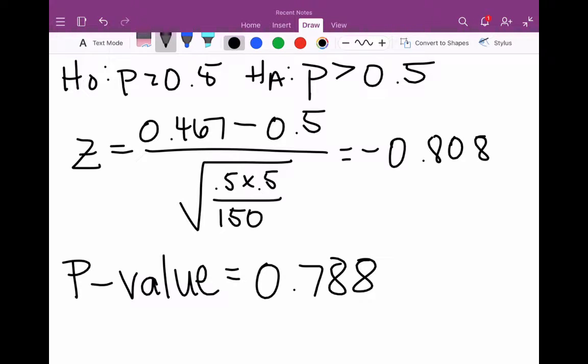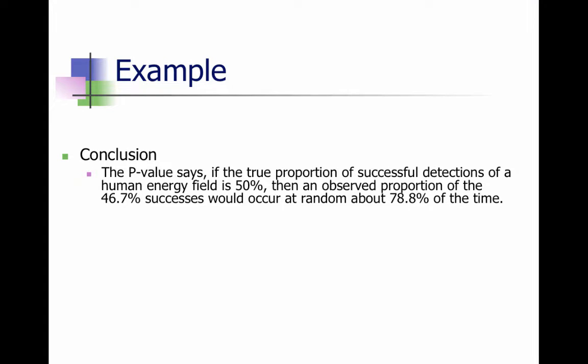That means that we're going to end up failing to reject our null hypothesis. But I want to focus on what a p-value actually means first. So focusing on what the p-value means, the p-value says if the true proportion of successful detections of a human energy field is 50%, then an observed proportion of 46.7% would occur at random about 78.8% of the time.